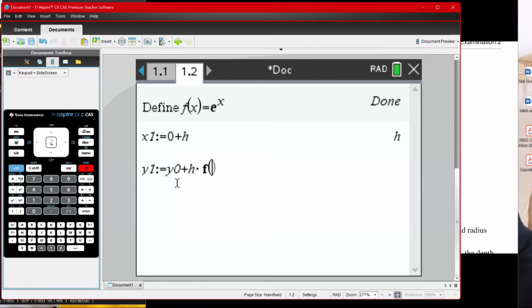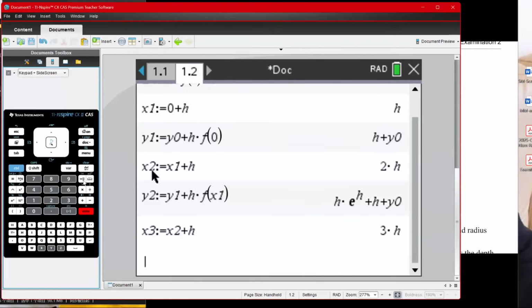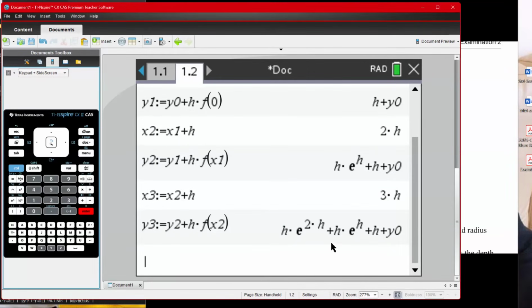x naught is actually 0. So this is my y1. Then I will say x2 is assigned to x1 plus h, and y2 is assigned to y1 plus h times f of x1. And then x3 is assigned to x2 plus an extra step size, and y3 is assigned to y2 plus h times f of x2. So you get an expression like that.